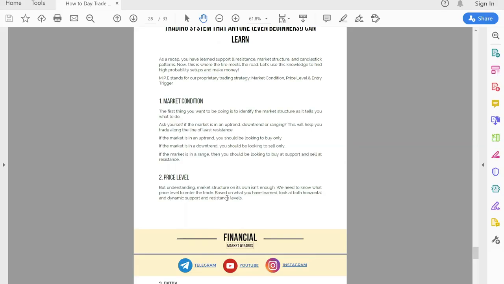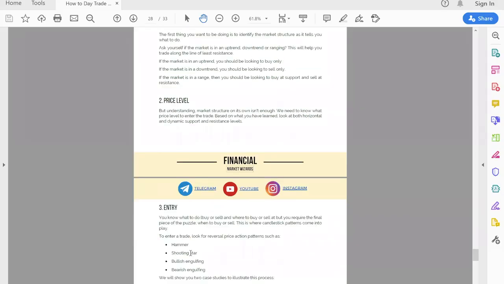And step number 3 is you use the entry using one of these price action candlestick patterns. Again, all this is covered in this 3-day trading guide, so make sure you check it out because everything is just there for you.